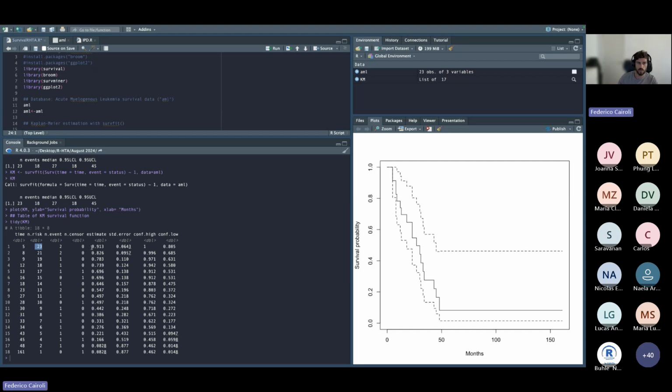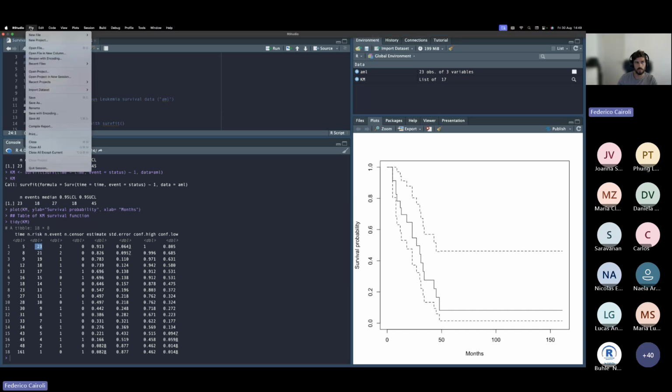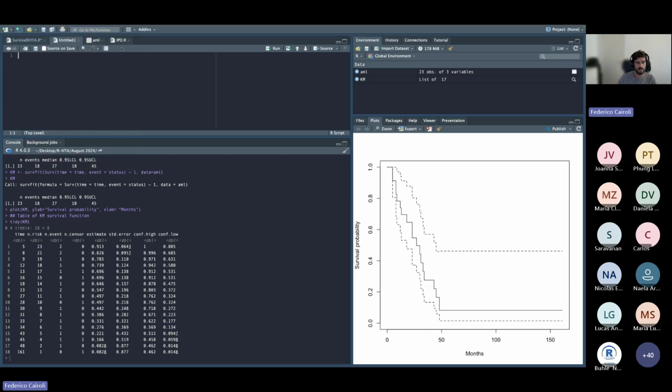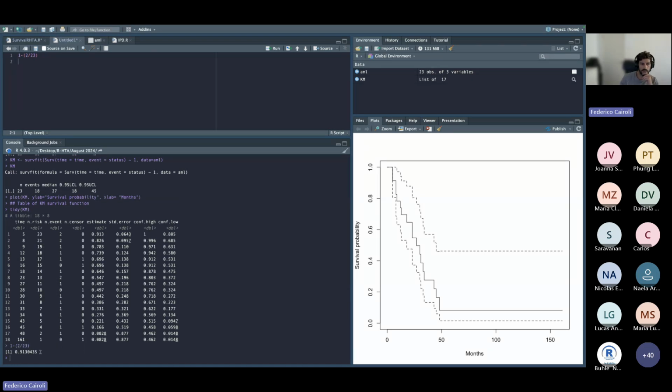Since we are talking about survival probability, I am going to open another script here to do the math. Basically, this is 1, because we are not talking about hazard, we are talking about survival. 1 minus 2, the number of total events, divided by the total number of patients at risk, 23. If we run this, we obtain the exact number that R is showing here.